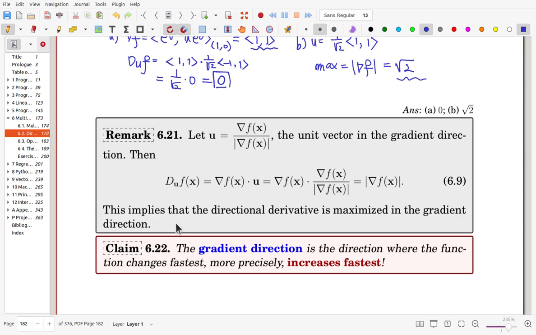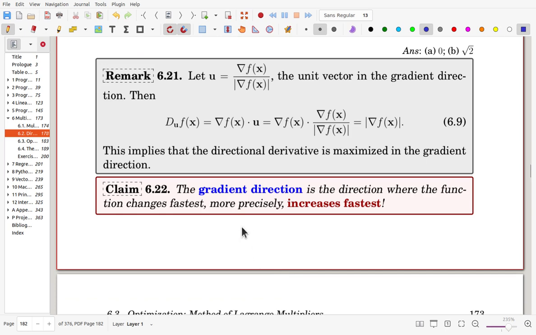So we can make a claim. The gradient direction is the direction where the function changes fastest. More precisely, increases fastest. Now, rather than change, we are using the word increases. Along with some other mathematical analysis, the change is in fact the increase, but we may think in this way: the derivative is always the increasing direction.